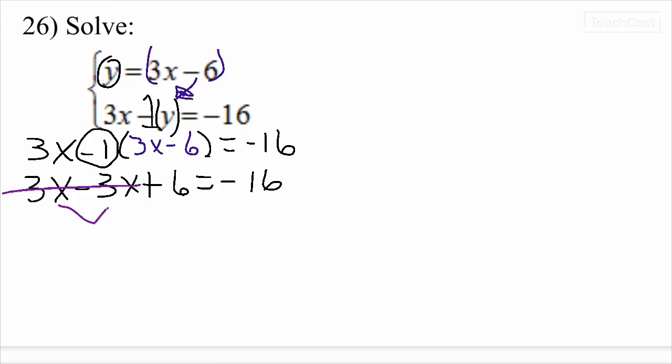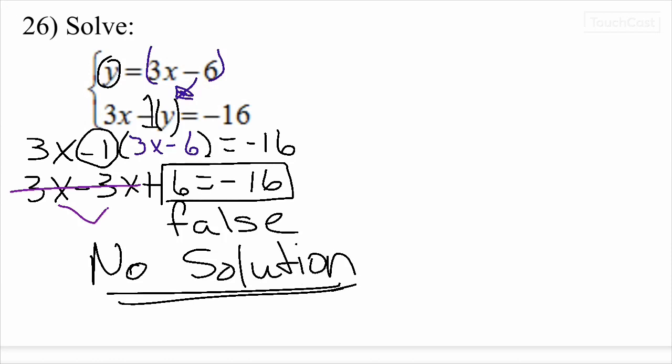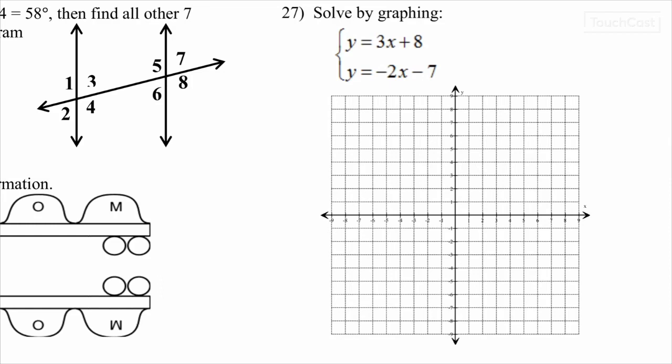To me, that's the best thing that could ever happen. Then all I have to do is say, does 6 equal negative 16? True or false? Well, this one's false. Anytime you get false, it's no solution. We've done that before. No solution. Love it. All right, now I get to solve by graphing, which is really cool.